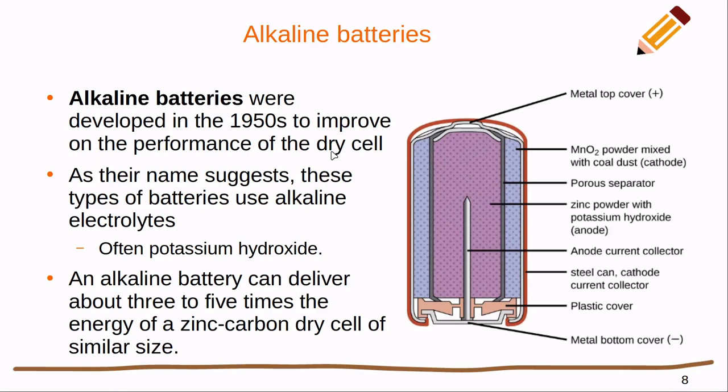Our big improvement on dry cells was alkaline batteries, and these are the typical ones that you're often buying. Your single-use batteries in the store, your Duracells and your Energizers and stuff like that. These are all alkaline batteries, and they were developed a long time ago in the 1950s to improve on the performance of the dry cell.